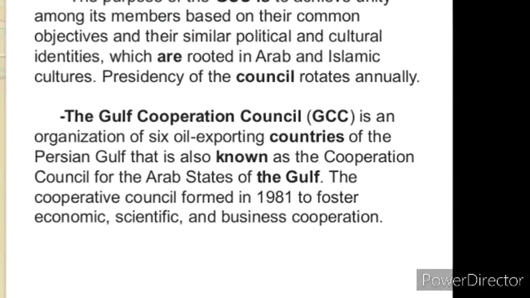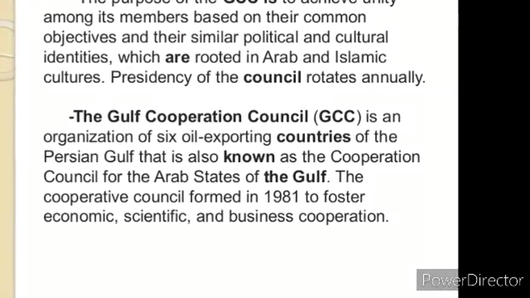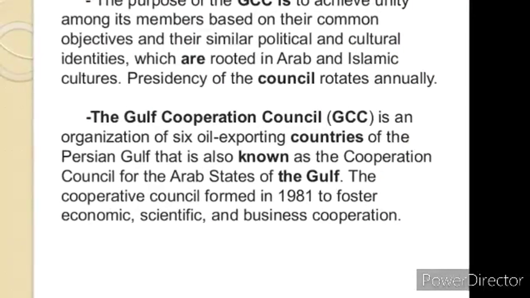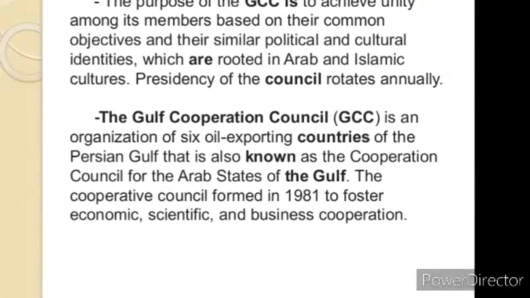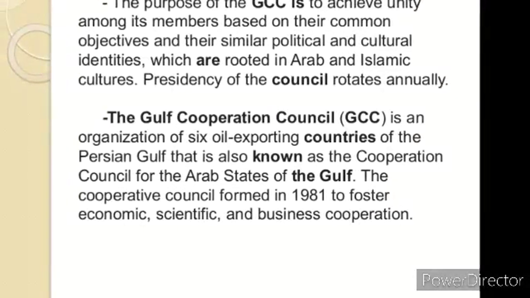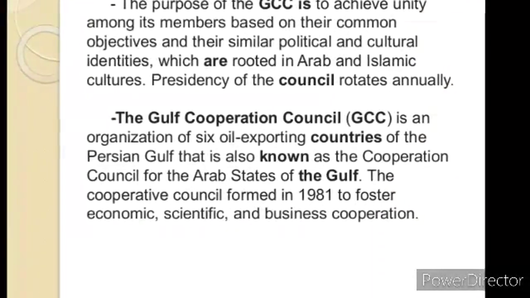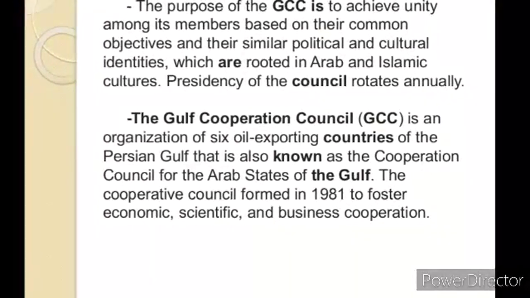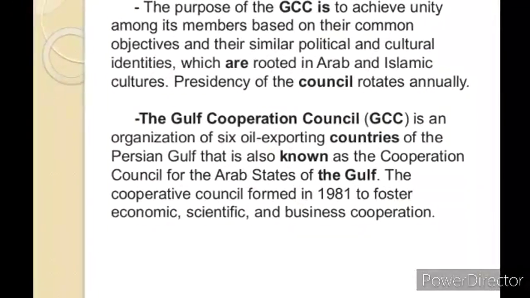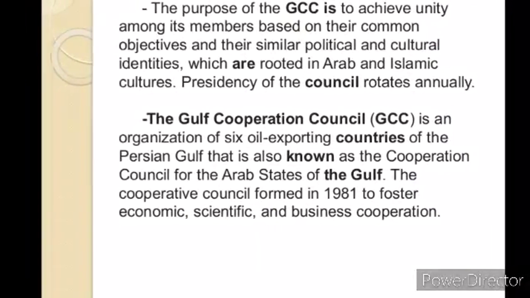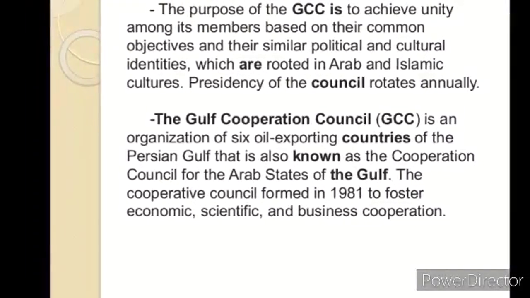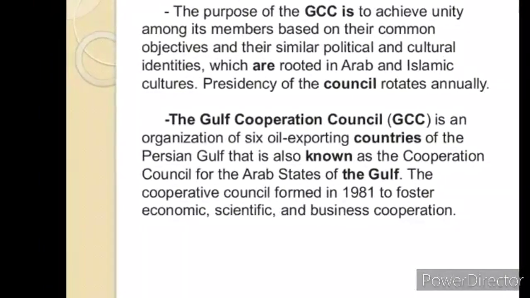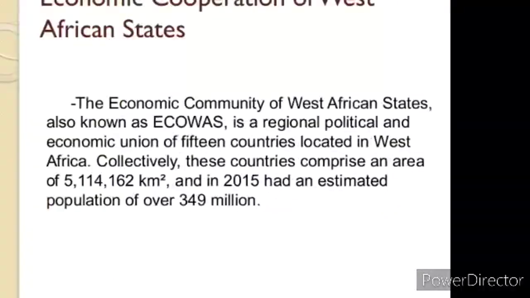The purpose of the GCC is to achieve unity among its members based on their common objectives and their similar political and cultural identities, which are rooted in Arab and Islamic culture. Presidency of the Council rotates annually. The Gulf Cooperation Council is an organization of six oil-exporting countries of the Persian Gulf that is also known as the Cooperation Council for the Arab States of the Gulf. The Cooperative Council formed in 1981 to foster economic, scientific, and business cooperation.